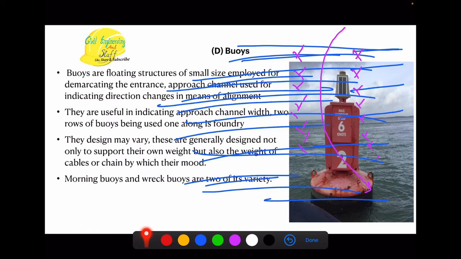And apart from this, it may also act either as a warning signal or as a marking for accidents that may have happened, to mark out the place where the accident has happened, or it may also be used for the anchoring or parking of the ship. The general purpose of buoys is to mark the path that needs to be followed. If they are also used to mark the spot where the accident has happened or for the mooring of the ship, then these are called mooring buoys and wreck buoys, right?